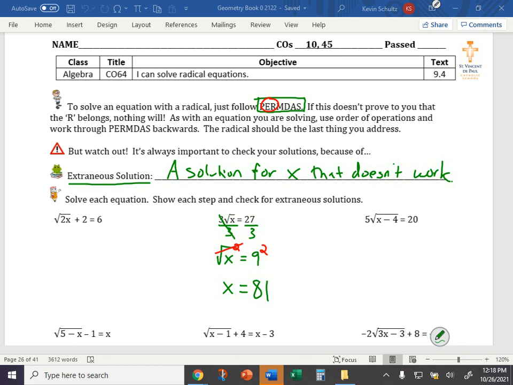So we're going to take this 81 and we are going to plug it back into our equation and just make sure this works. Is 3 times the square root of 81 equal to 27? Since the root of 81 is 9, 3 times 9 is 27. This actually works out. It is not an extraneous solution.